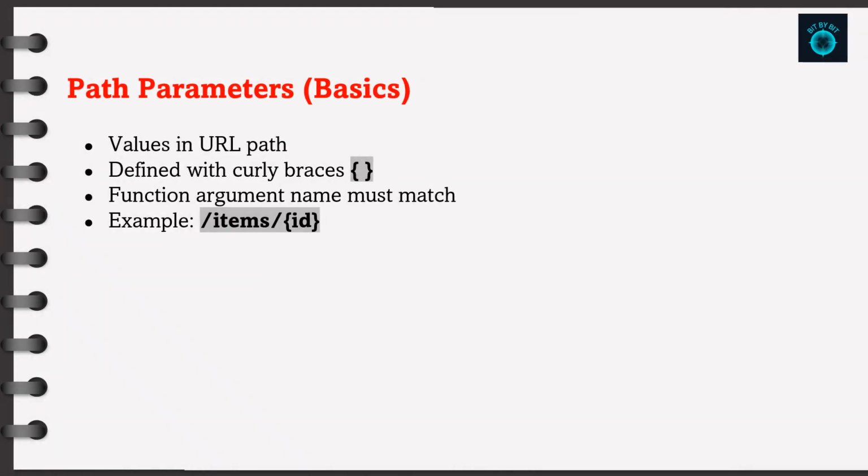Path Parameters Basics. Path parameters let us capture values directly from the URL. We define them inside curly braces in the route path. The function receives the value as an argument, and the argument name must match the name in the path. This allows us to build dynamic routes. For example, /items/10 will return the item with ID 10.